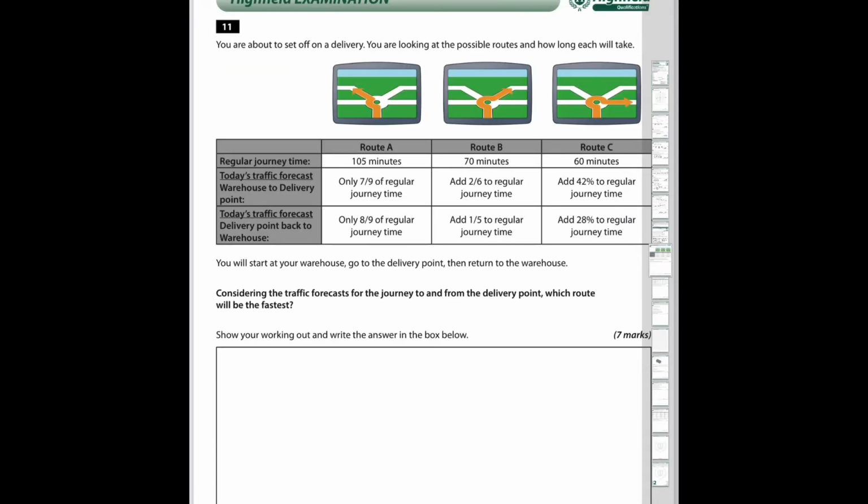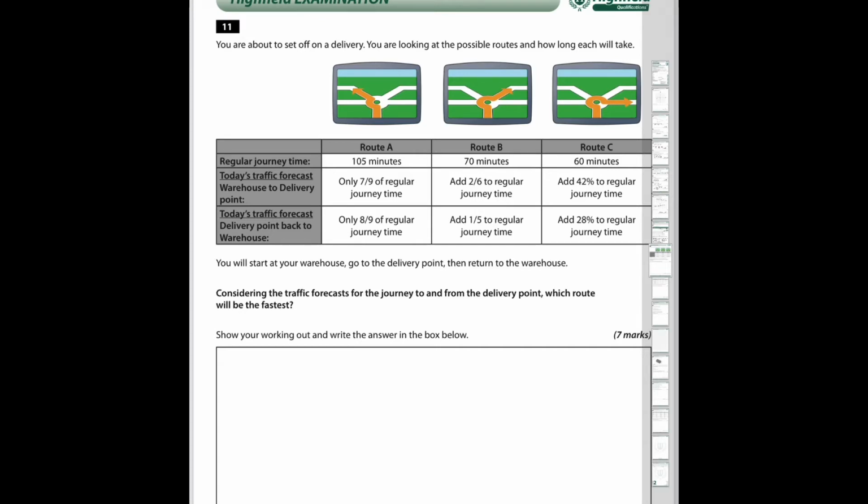Question 11. You're about to set off on a delivery. You are looking at the possible routes and how long each one will take. So we've got route A, B and C. You will start at your warehouse, go to the delivery point, then return to the warehouse. Considering the traffic forecast for the journey to and from the delivery point, which route will be fastest?